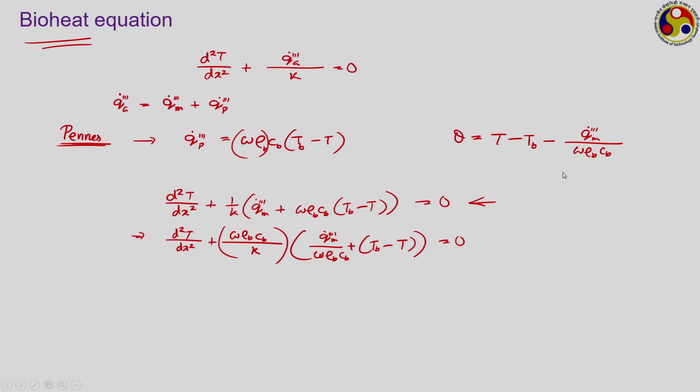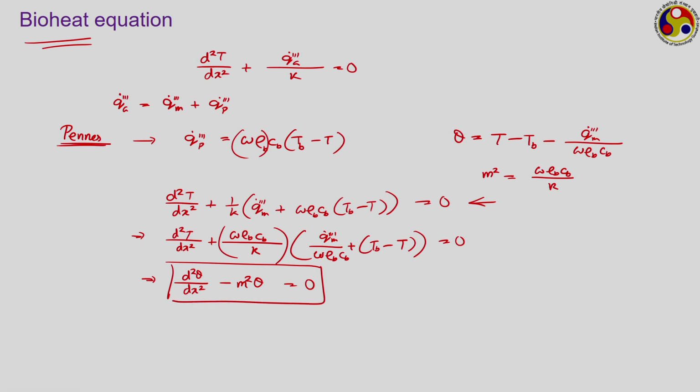If we use this definition of theta, then this equation can be modified to a form d2 theta dx2 minus m square theta, where this m square is associated with omega rho b Cb upon k, to be equal to 0. So, this is the bioheat equation, or the Pennes equation as it is often known. This can easily be solved again using the standard boundary conditions, and we can get an idea about the temperature profile inside our body from the core to the skin using suitable boundary conditions.